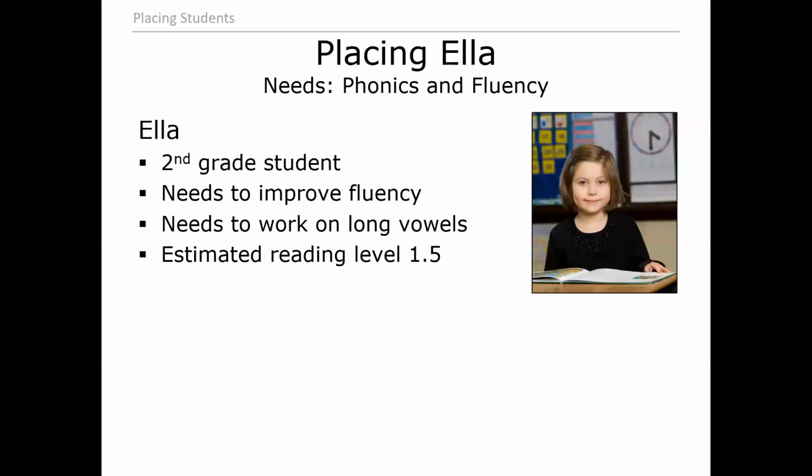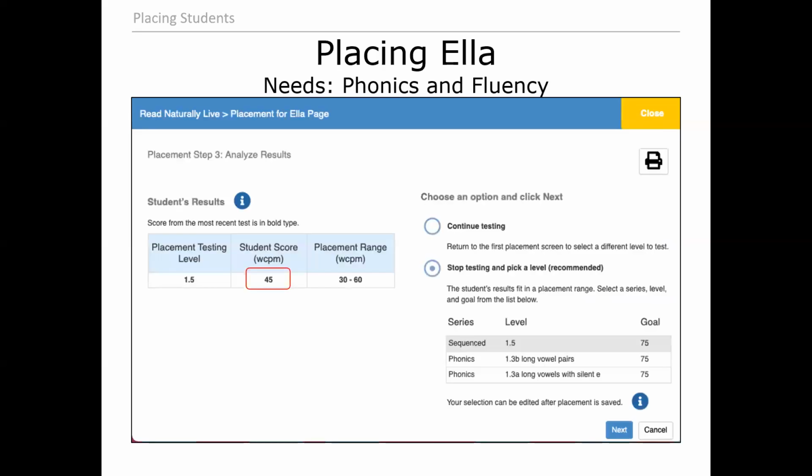So Ella is that 2nd grade student that I just talked to you about, right? I know she needs to work on fluency. I know she struggles with long vowels. I think she's reading at a mid 1st grade level. So just like I did with Anna, I'm going to log in. I'm going to find her name. I'm going to click the place button next to her name, and I'm going to give her 1.5. If she places in that range, I am going to be listed 3 different options.